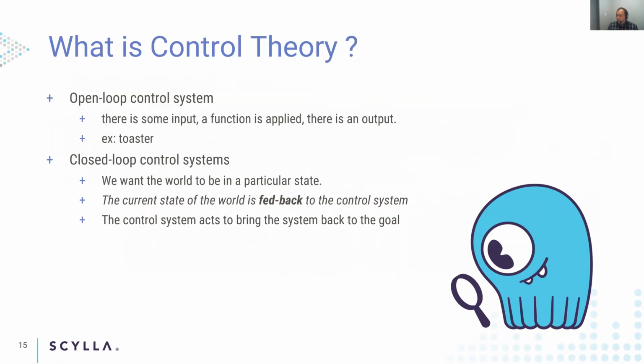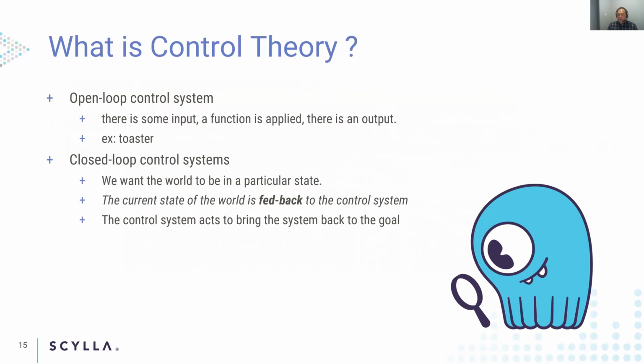A washing machine is another example of something like that. You just define a time and let it run. And we actually have some open loop control systems inside Scylla as well. Heat weighted load balance, if you are familiar with some of the internals of Scylla, is actually one example of an open loop control system. But today we're going to be talking about closed loop control systems, which is what we use for compactions.